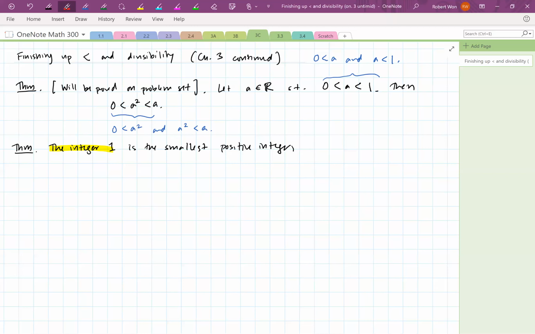In order to prove this result, that 1 is the smallest positive integer, I'm going to introduce a new proof technique, which is called infinite descent. Okay, infinite descent is a technique to prove that something does not exist in a well-ordered set.